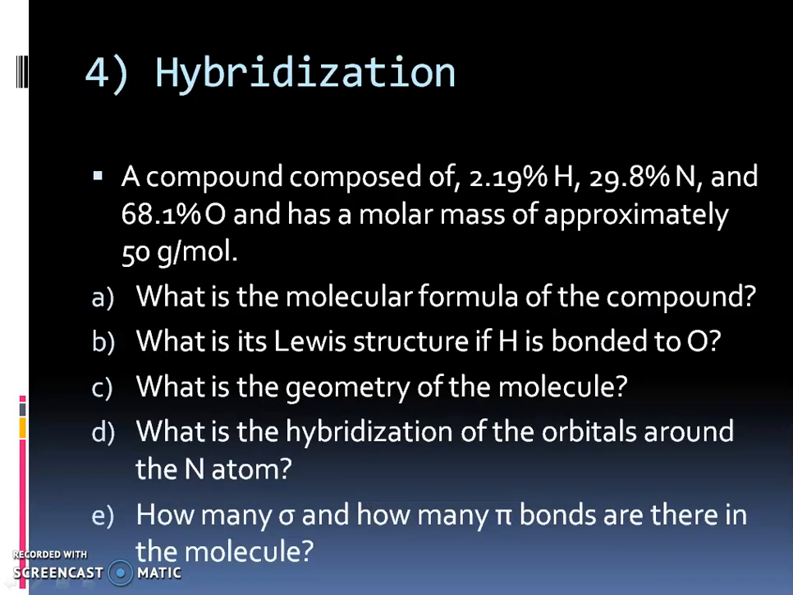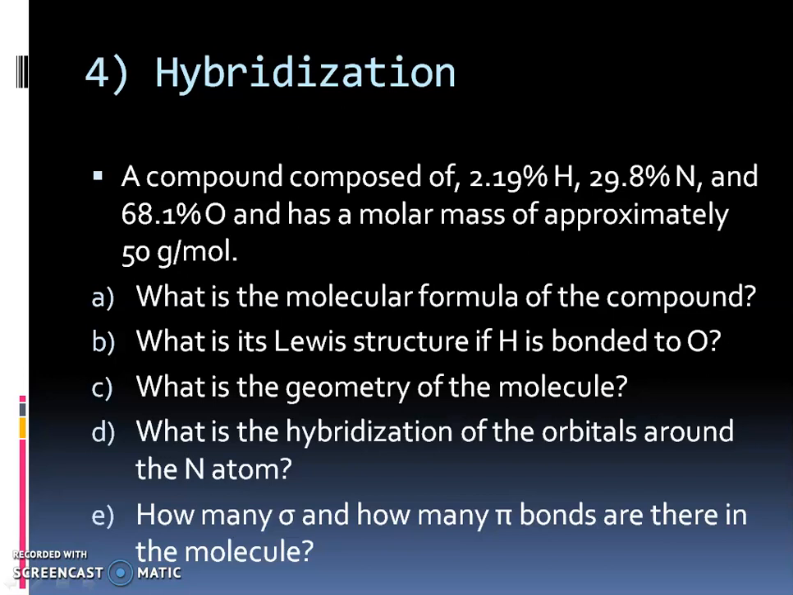Off to number 4, hybridization. Now, letter A is something that we did way back in the beginning in chapter, oh my goodness, 1, 2, or 3. Probably was chapter 3 when we dealt with empirical and molecular formulas. So if you don't remember, you want to maybe go back there and get through those notes on molecular formulas, because that's something that you might or might not have done in your Chem 1 class, but again, dealing with moles. So I believe that was chapter 3.